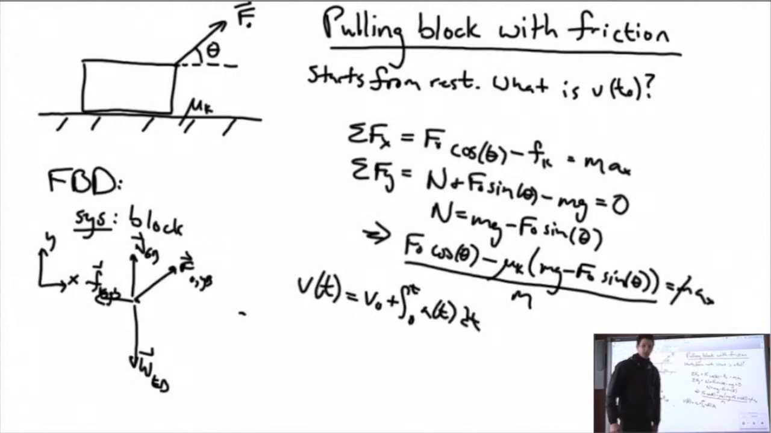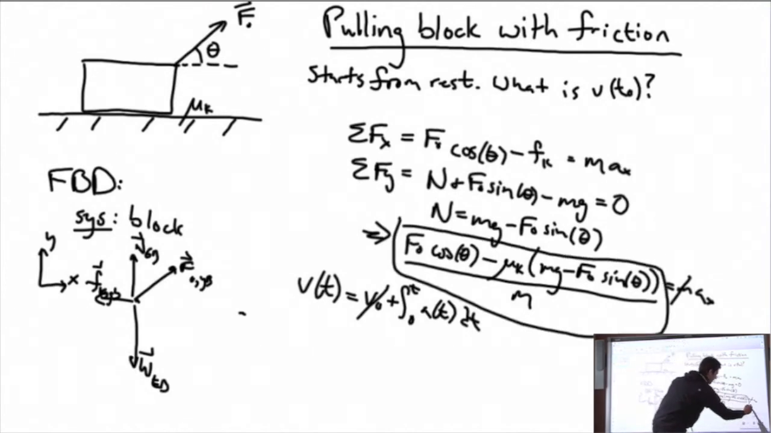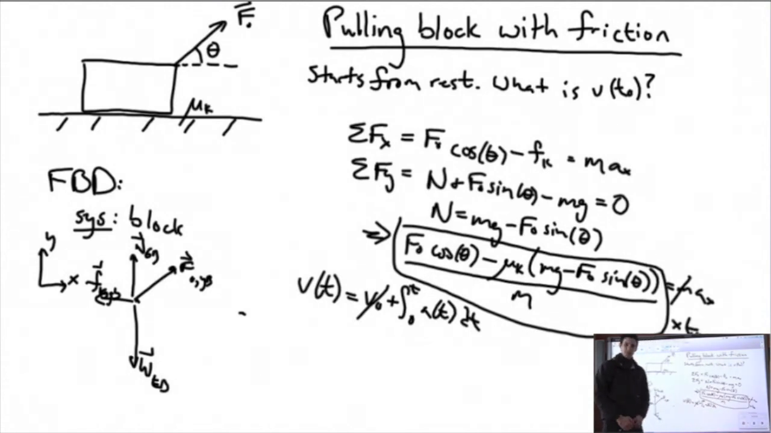I know that the initial velocity in this case is 0 since it starts from rest, so I'll get rid of that. And I know when I take this integral, I just have a giant constant, so I'm just going to multiply it by t. So I won't write that again, but it will just be this expression times t in this case. And that will be our answer.